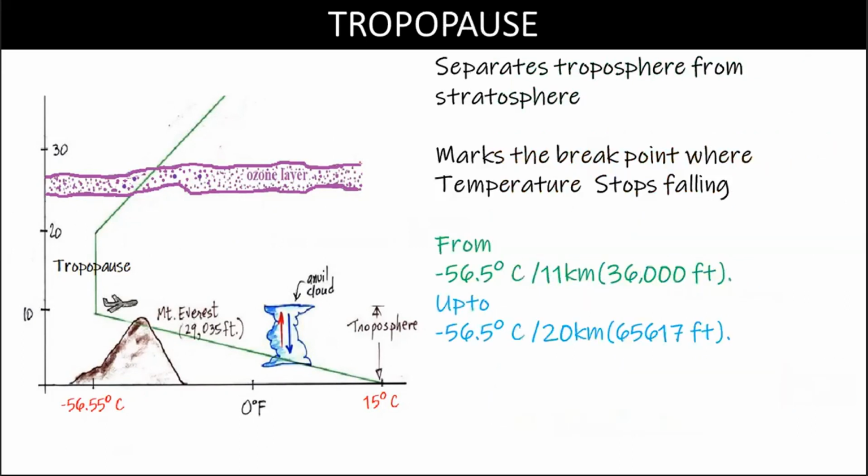At the top of the troposphere is the tropopause, a very thin layer marking the boundary between the troposphere and the next layer above, the stratosphere. Tropopause marks the break point where temperature stops falling. Tropopause starts from 11 kilometers or 36,000 feet up to 20 kilometers or 65,617 feet. Temperature is constant in tropopause, minus 56.5 degrees Celsius.